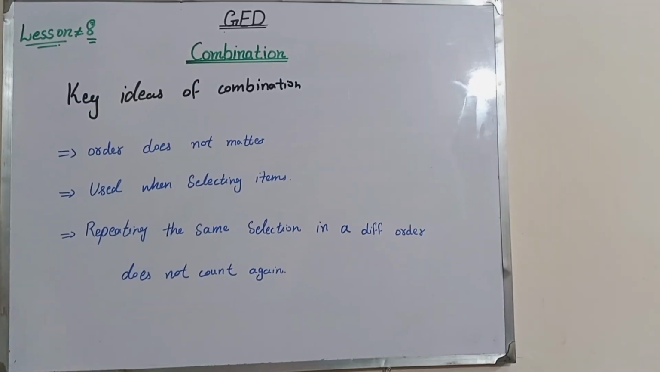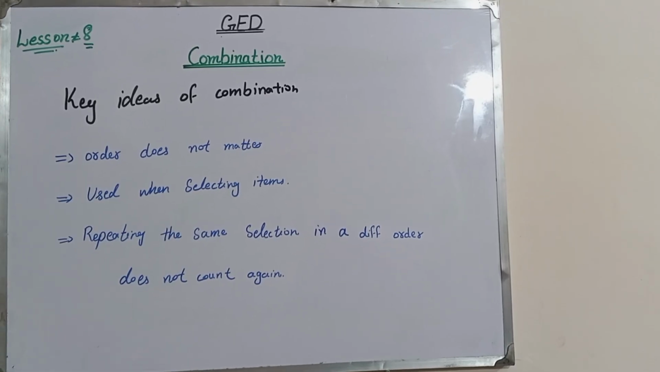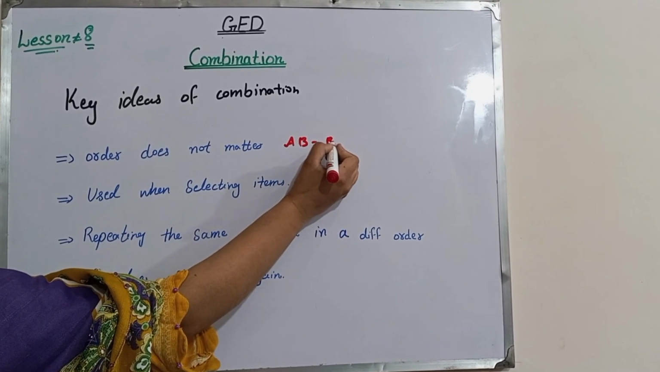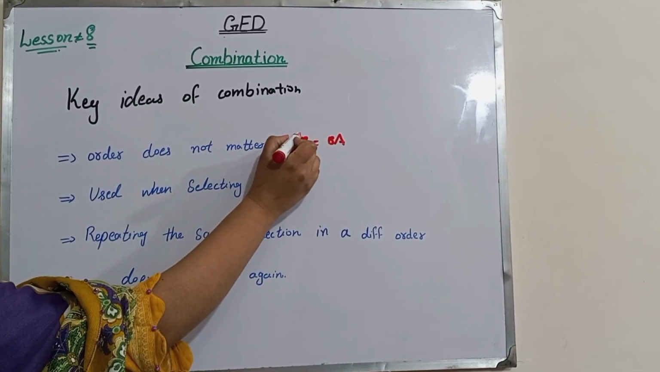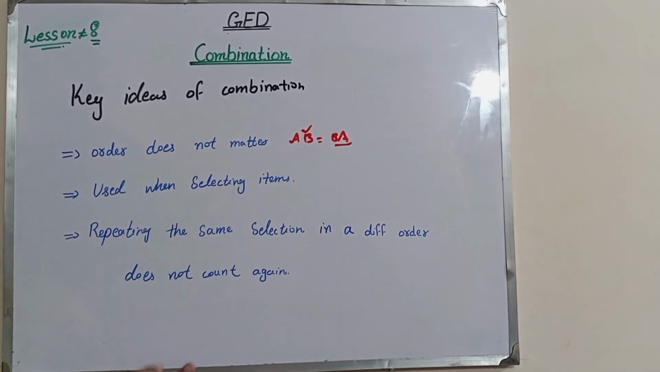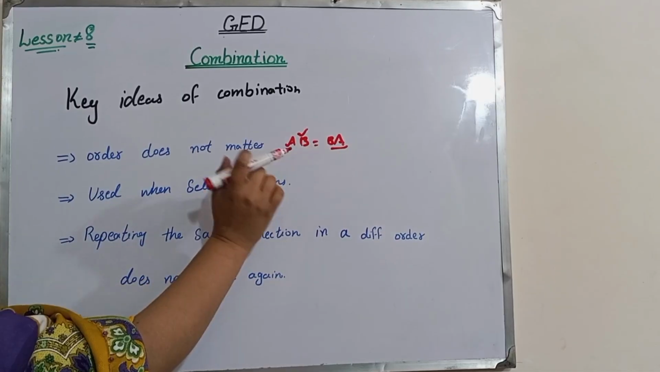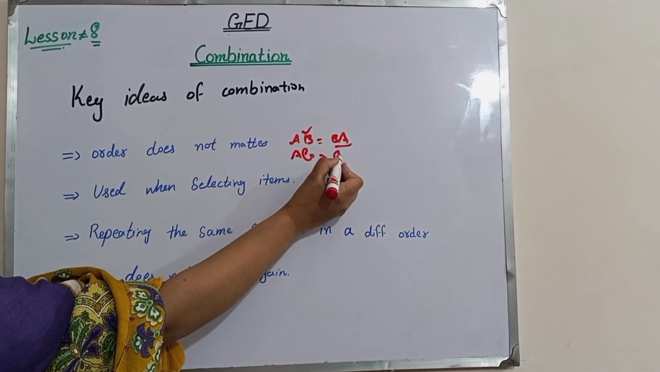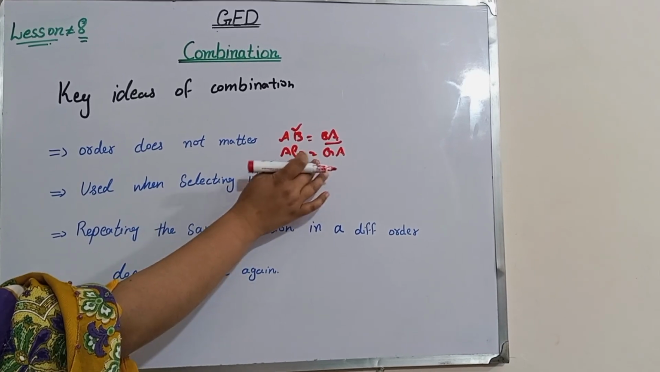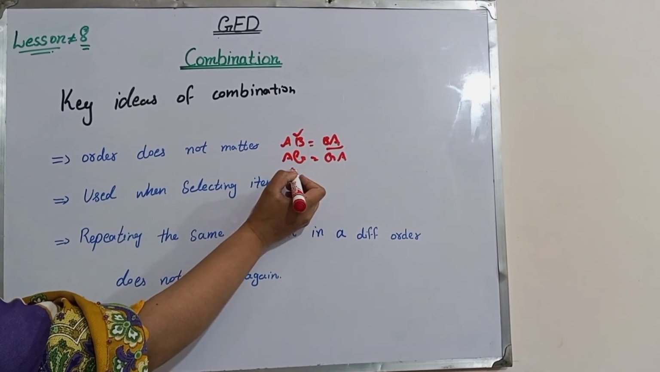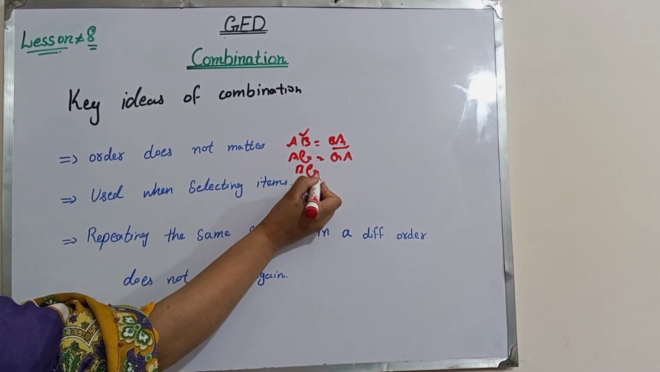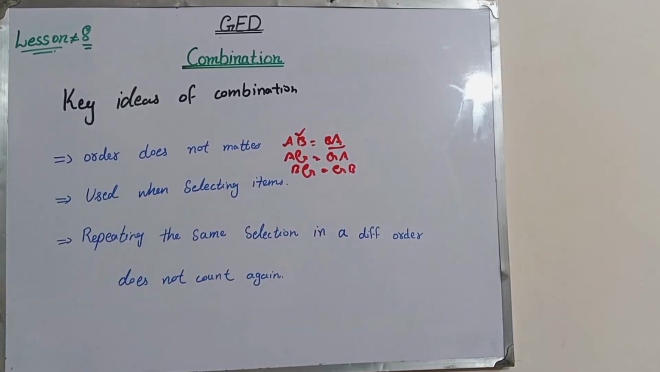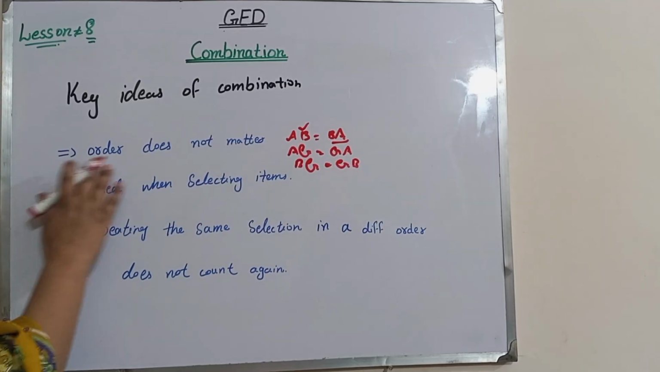Key idea of combination: order does not matter. If we take apple and banana, it is equal to banana and apple. We only take one of these, because apple and banana is equal to banana and apple. If we take apple and grapes, it is equal to grapes and apple. We don't need to write grapes and apple again. If we write banana and grapes, it is equal to grapes and banana, and we only write it one time. So order does not matter.